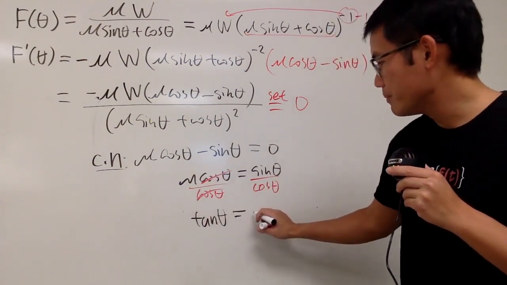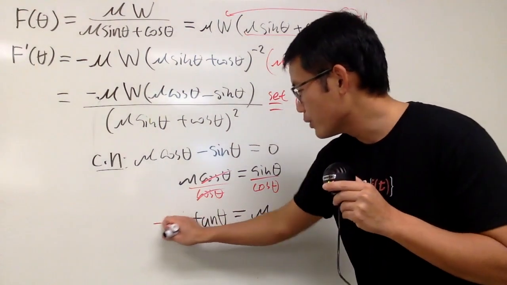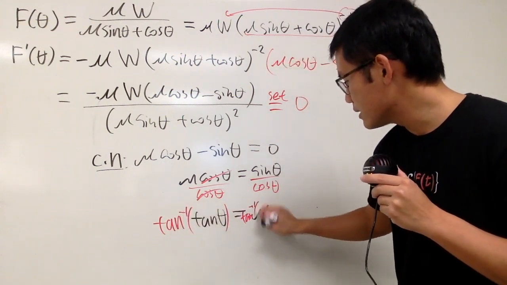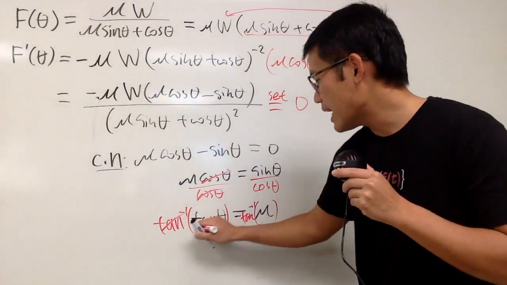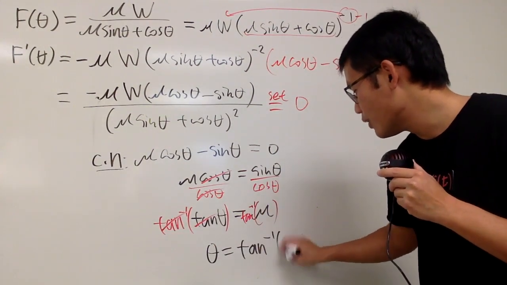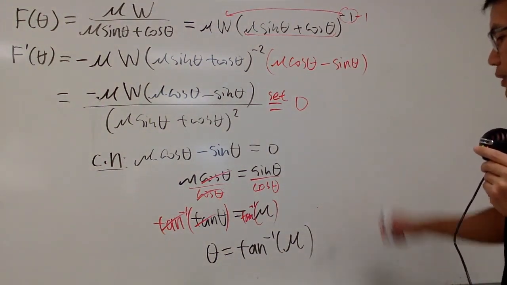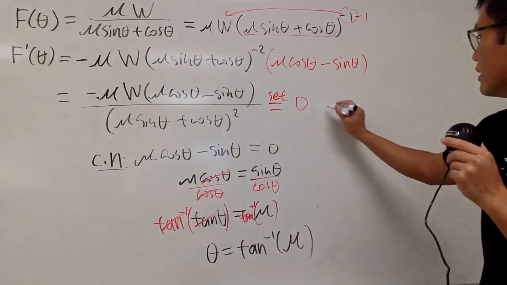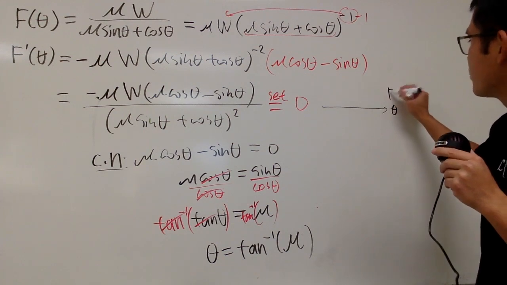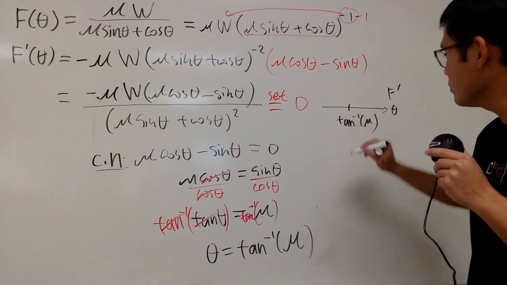That will be mu, isn't it? And then I want to get the theta by itself. So in this case, we are going to apply the inverse tangent on both sides, like this, right? So you see that our critical number is when theta equals inverse tangent of the friction coefficient, namely mu. And right here, you should technically do a number line, the derivative test real quick, right? So you have the theta value, and then you have the f prime, and then this is the value inverse tangent of mu, like this.